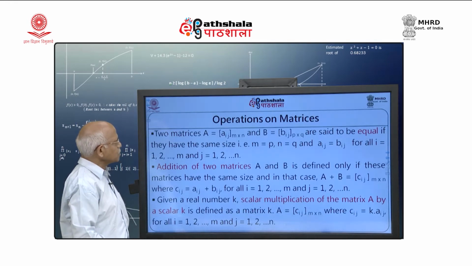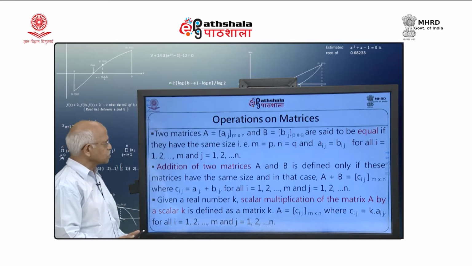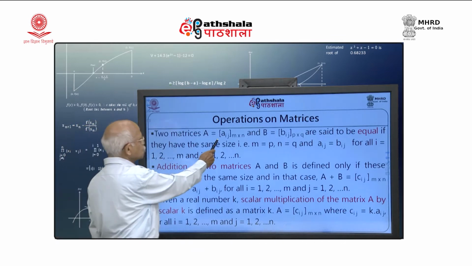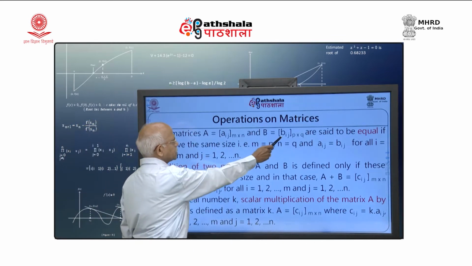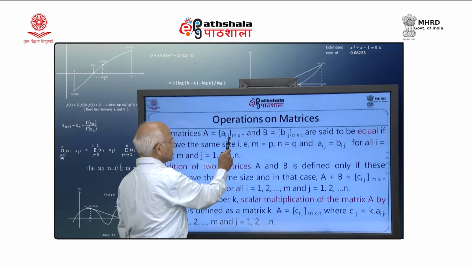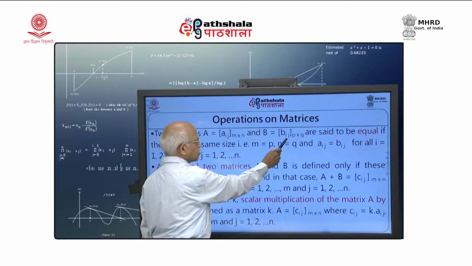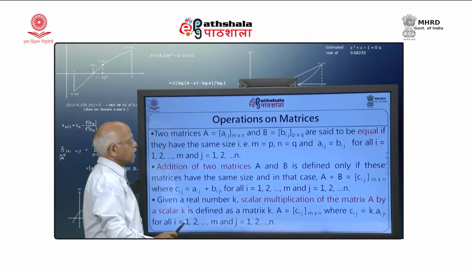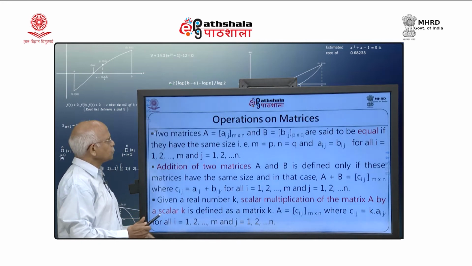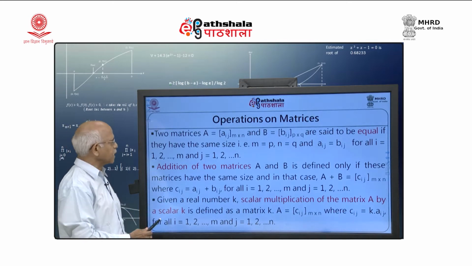Two matrices, now we are talking about operations on matrices. What kind of operations can be performed on the matrices? So, we are taking two matrices Aij, Bij. This is of order m cross n, this is of order p cross q. m number of rows, n number of columns, p number of rows, q number of columns are said to be equal. Now, two matrices are said to be equal if their order is same and all elements are identical.